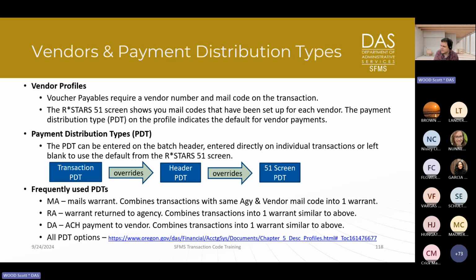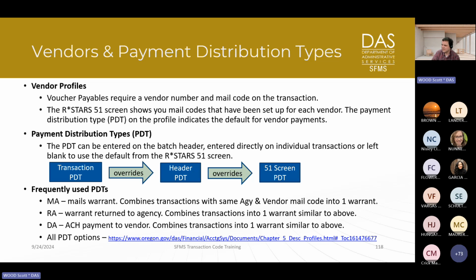In addition to needing vendor numbers and mail codes to generate a warrant, you will also need a payment distribution type, or PDT. Our quick links handout has a list of PDTs. This document is in the accounts payable resources section. You are free to click on that and get some more detailed information. The frequent types that you will be using with accounts payable, however, are MA, RA, and DA.